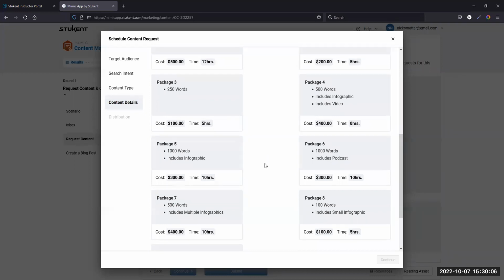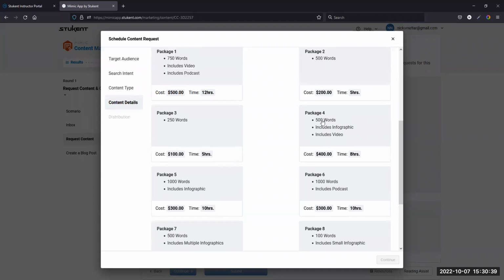The first thing you want to look at is what's included in the package, what's the cost, and what's the time. When you have something like 40 hours available to you, I strongly do not recommend ordering a blog post that only has one other piece of content with it. For example, a $300, 1,000 word blog post with an infographic, 10 hours. That's not very cost effective. However, package 4, you have 500 words, an infographic, and a video for only $100 more in less time. That's pretty good.